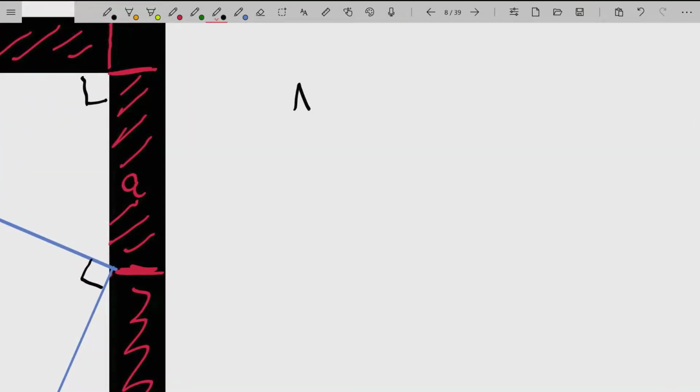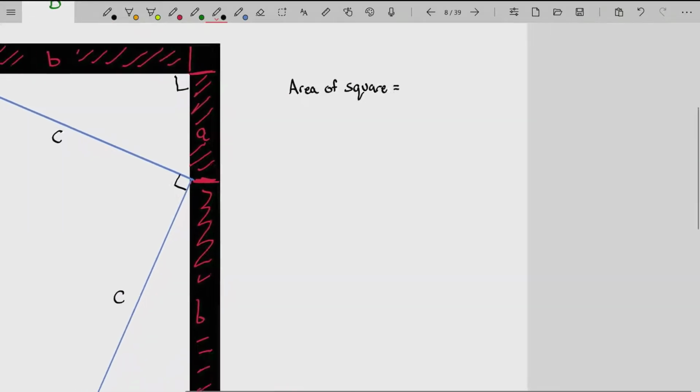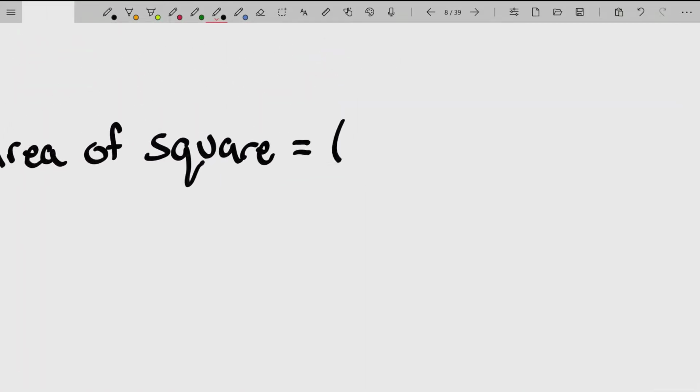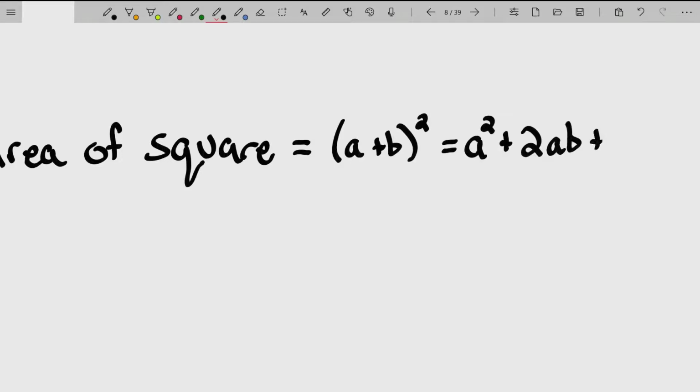Well, off to the right hand side, I'll do it here. The area of the square should be pretty easy to find because the area of a square is just the square of its side length, right? So it'd be the side length of this square, which is A plus B, squared. I'll just go ahead and write that over here. It's A plus B squared. And we know what that comes out to. It's A squared plus 2AB plus B squared. Very, very simple, nice and easy stuff.